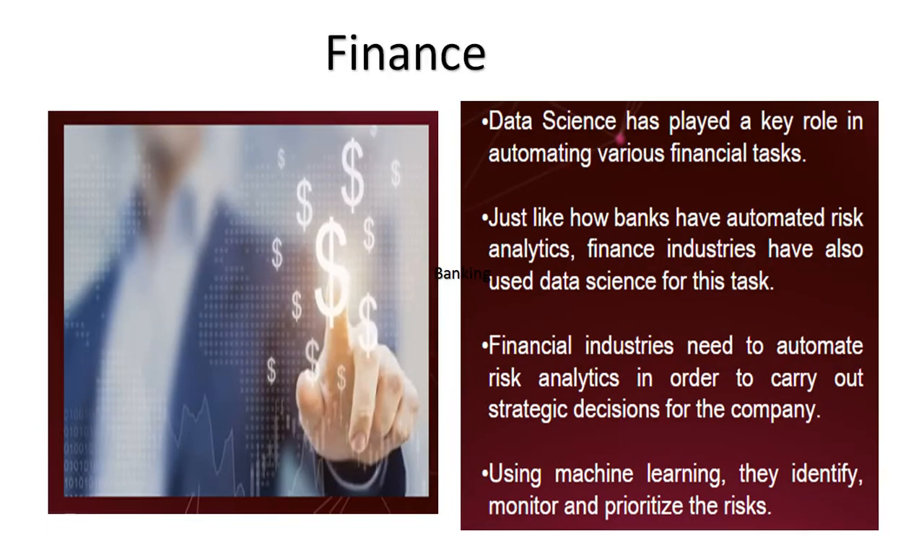Let's see, next is finance. Data science plays a key role in automating various financial tasks. Like how banks have automated risk analytics, finance industries also use data science for this task. Financial industries need to automate risk analytics in order to carry out strategic decisions for the company. They have to find out the risk in a particular finance industry, and then they take the strategic decisions.